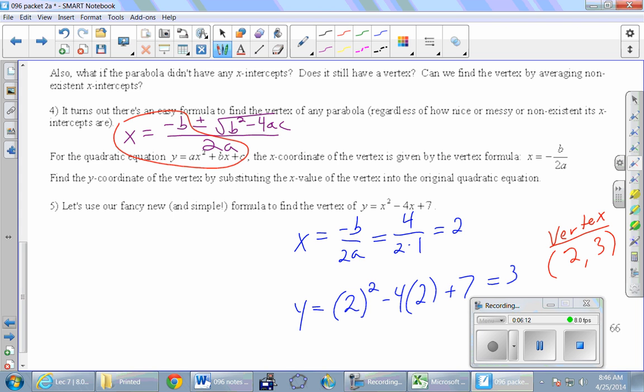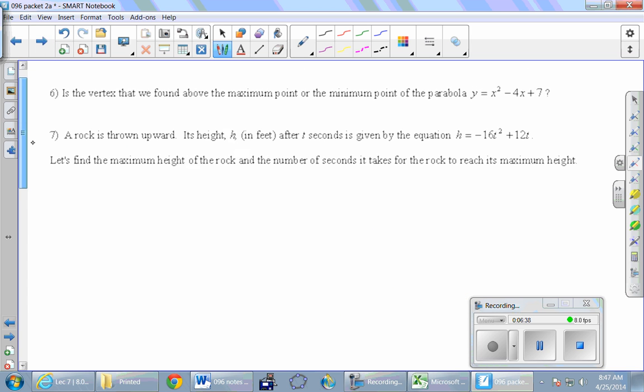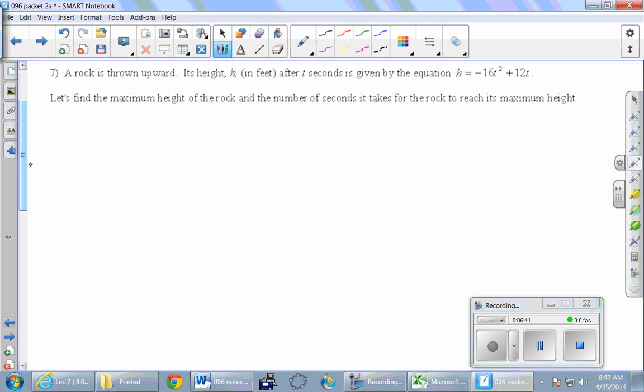Okay, so the rest of today is all about solving some word problems, and they're all going to involve the vertex. Now, we know that the vertex of an upside-down, downwards opening parabola is the highest point, and if it's flipped over, then the vertex is the lowest point. And it turns out that there are a lot of interesting problems where the answer is either the highest point or the lowest point. So we're going to be finding the vertex for a lot of parabolas for the rest of today. Let's take a look at number 7.